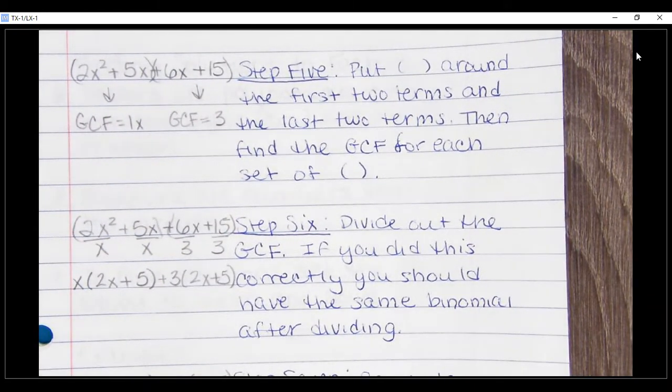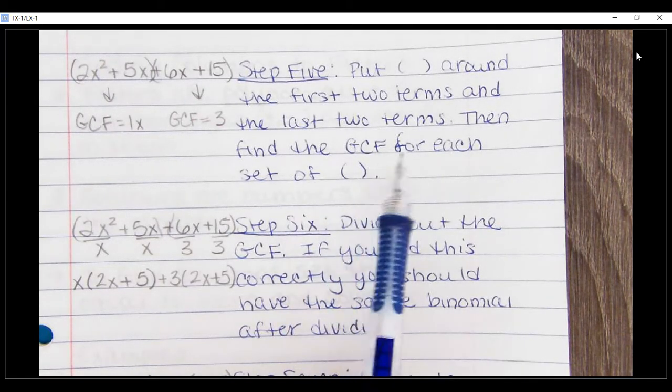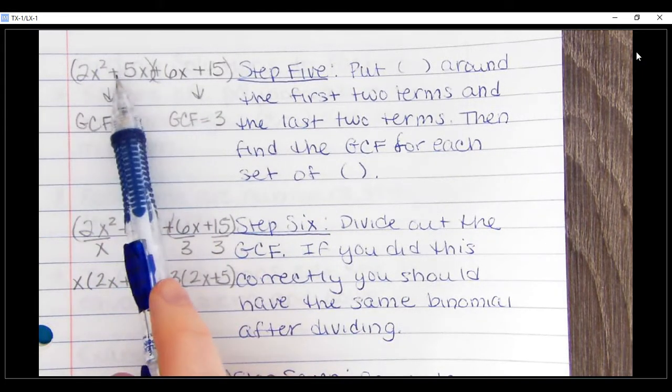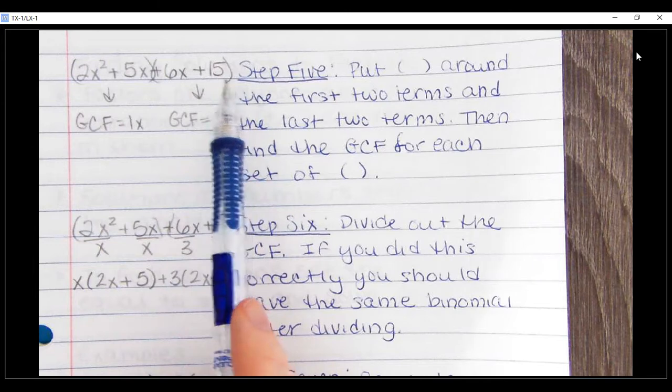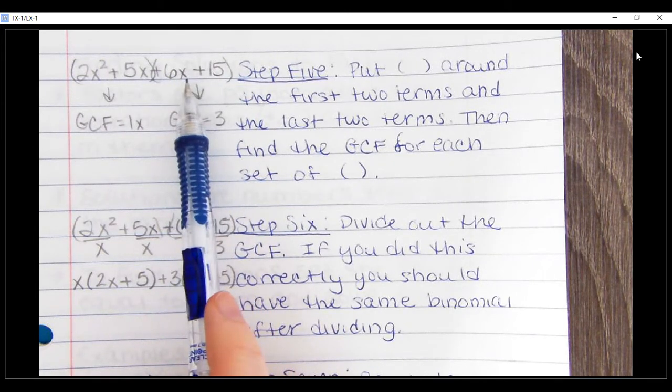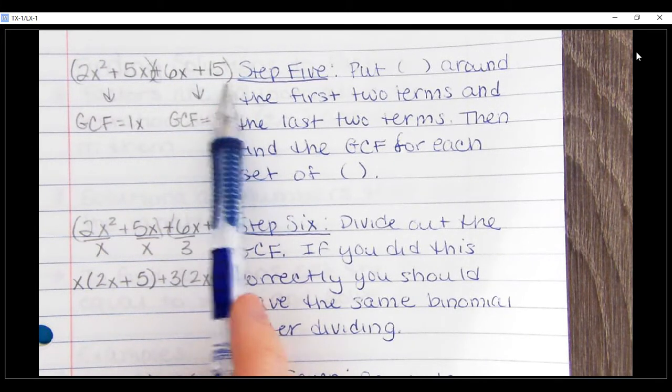Okay, step 5, put parentheses around the first 2 terms and the last 2 terms. Then find the greatest common factor for each set of parentheses. So notice how everything's kind of circling back. You're using all the steps that I taught you at the beginning of this video and bringing it all to use in this example. So I had 2x squared plus 5x, and I put those in parentheses. And then I had my last 2 terms of 6x plus 15.